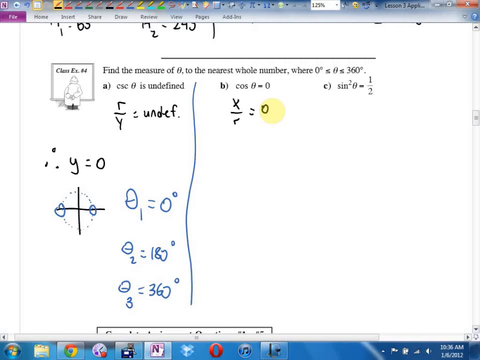Hey, what's on the top here? Therefore, x equals zero. Once again, we can do a little sketch. We can imagine Mr. Dueck's arm swinging around in a circle. And the answers to this question are where my arm has an x-coordinate of zero. Here. Yes? Here? No. Here. What two angles? 90 and 270.